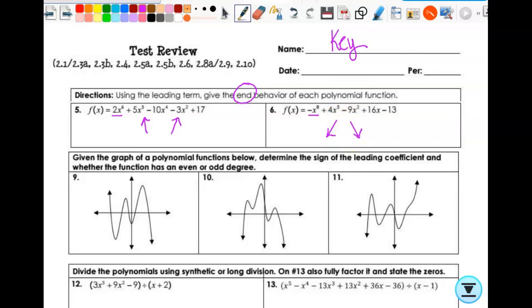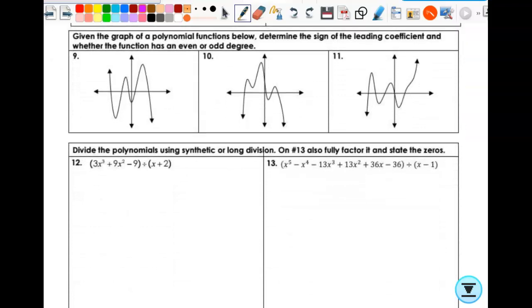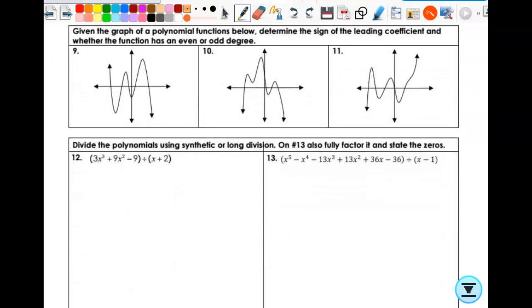Okay. And then on 9 through 11, we're going to determine the sign of the leading coefficient and whether it has an even or odd degree. So the ends are opposite, which means it has an odd degree. And a cubic would look like this. That's our parent function for a cubic, and that's opposite of that, which means it has a negative coefficient.